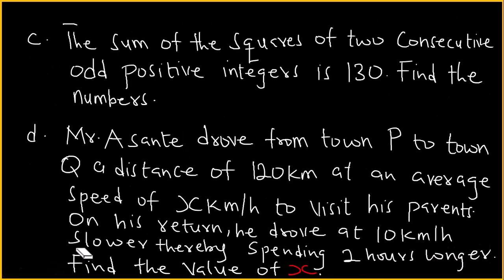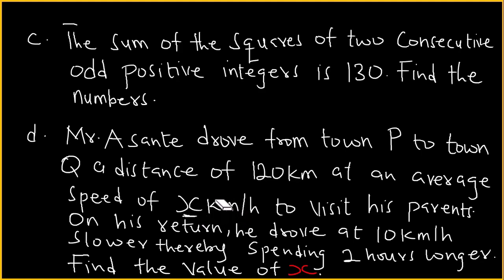It states that Mr. Asante drove from town P to town Q, a distance of 120 kilometers at an average speed of x kilometers per hour to visit his parents. On his return, he drove at 10 kilometers per hour slower, thereby spending 2 hours longer. Find the value of x. So, meaning we are finding for this x, which was the initial speed.